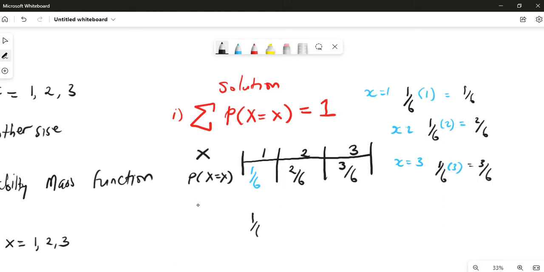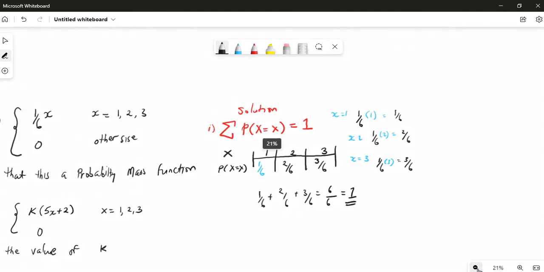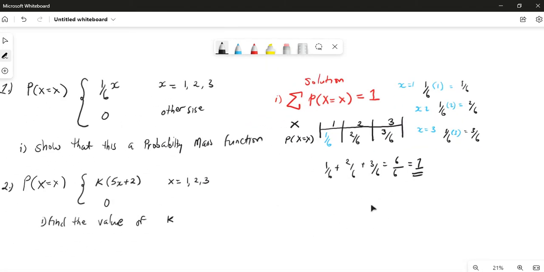So if you add 1 over 6 plus 2 over 6 plus 3 over 6, the common denominator is 6. 1 plus 2 plus 3 is 6. 6 divided by 6 is 1. So we have shown that it is a probability mass function because it satisfies this condition: the summation of the probabilities must equal 1. In case they ever ask you that, just know they want you to show that the summation of the probabilities is equal to 1.